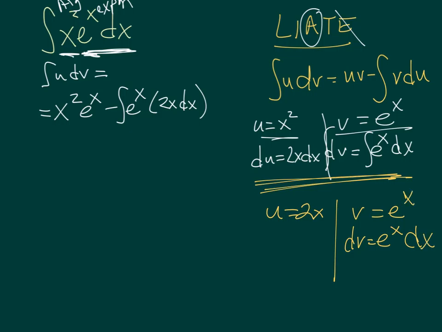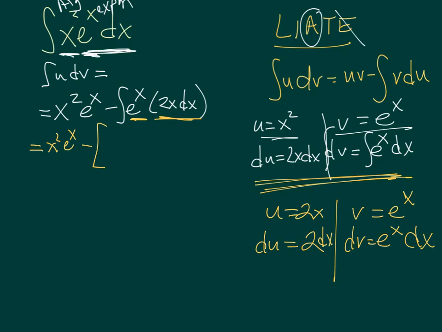Okay. So now our v is still the same. It's the same dv as before. So integrate dv, e to the x, and you get v, e to the x. And this du is just 2 dx. Don't forget the dx. It's very important. All right. So this first part is just done. We're going to do the formula on this u dv.